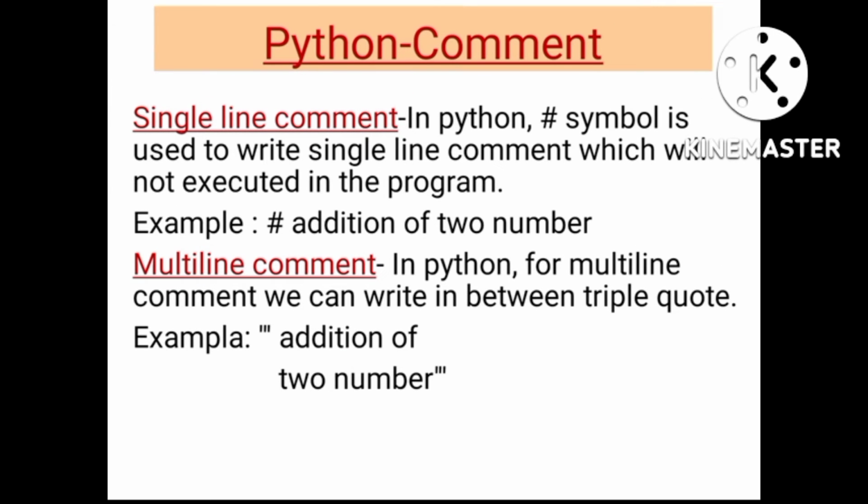Python comments. Single line comment. In Python, the hash symbol is used to write a single line comment, which will not be executed in the program. Example: hash, addition of 2 numbers. Multi-line comment. In Python, for a multi-line comment we can write in between triple quotes. Example: addition of 2 numbers.